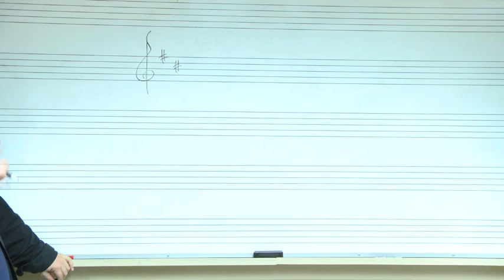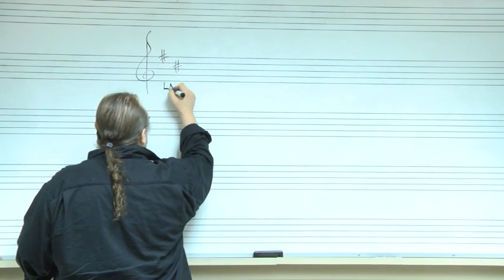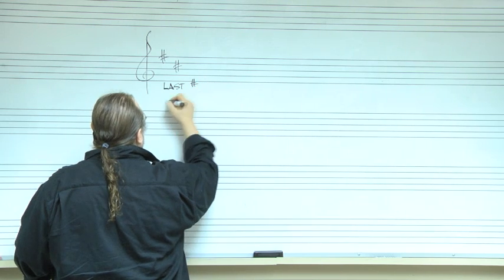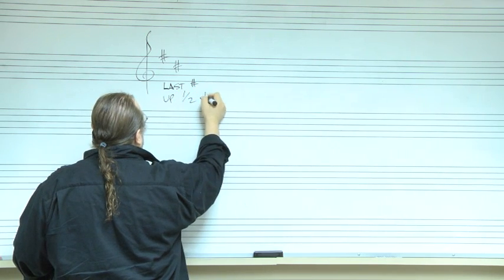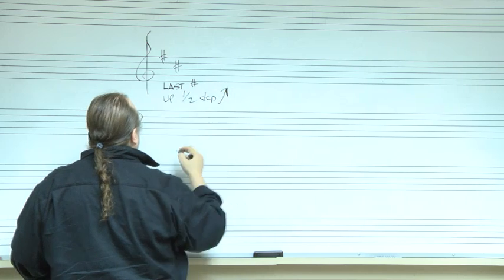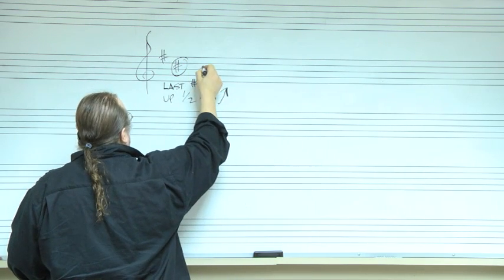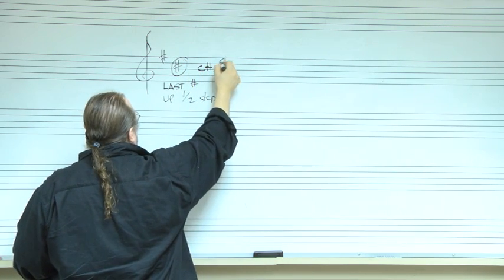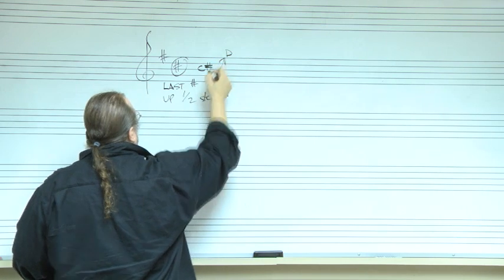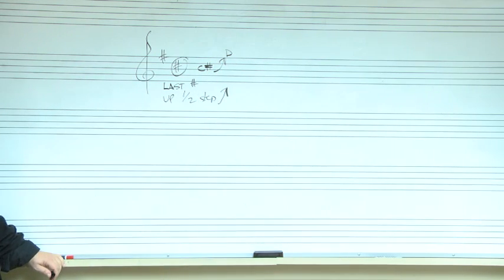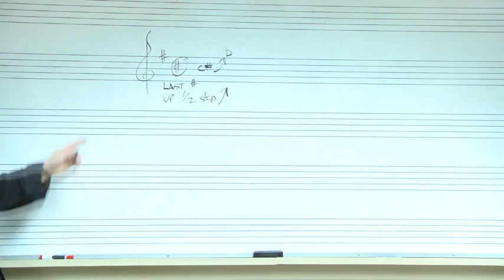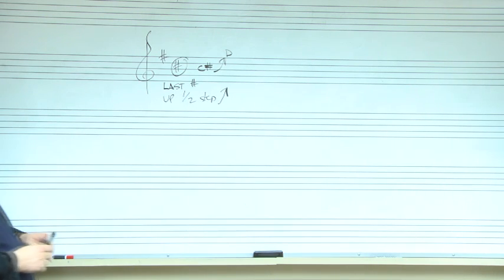Last sharp, up a half step. Last sharp, up a half step. Okay. So that's the last one. That's a C sharp, right? Up a half step is D, right? Okay, so this one will be C sharp, and we just go up a half step. C sharp, half step above C sharp is note D, right? So D is the key.